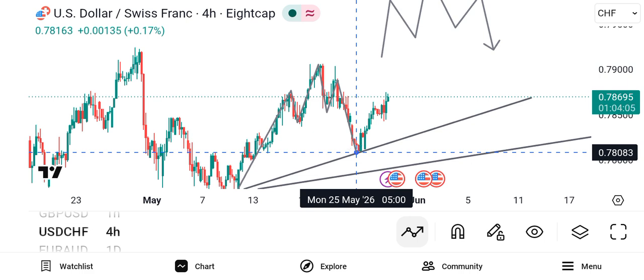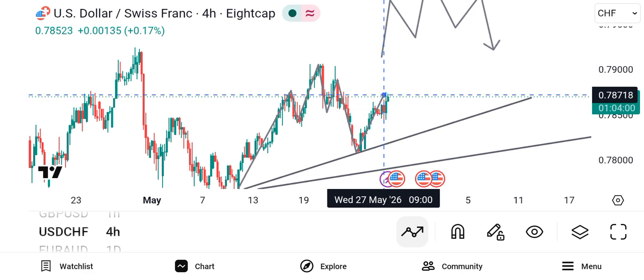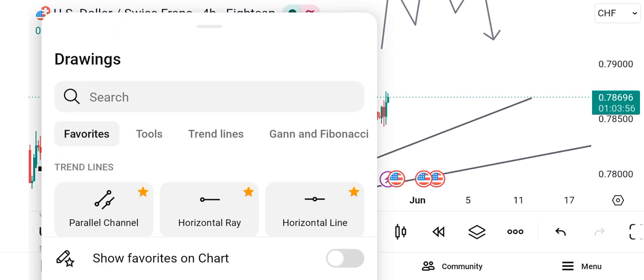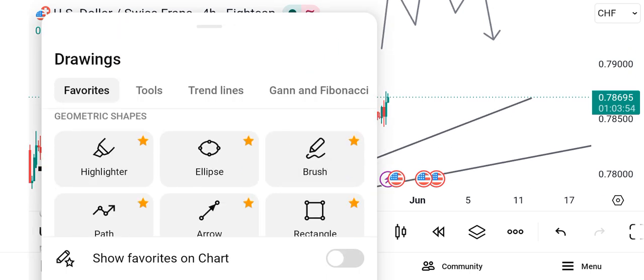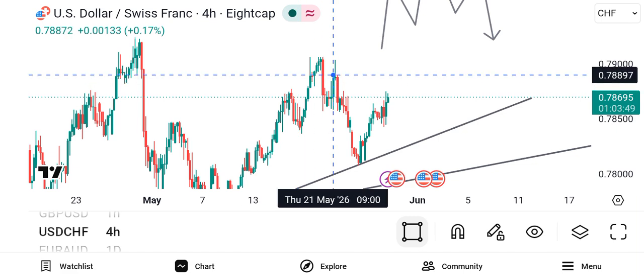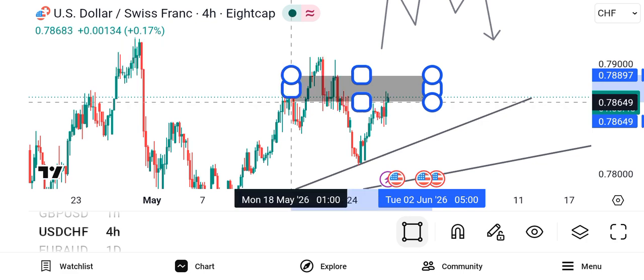So what the market is coming to do now, from what I'm seeing, is that the market wants to come and fill up this zone here. There's a supply zone the market left here. This was a supply zone the market left. So this is where I'll be keeping my eyes on.